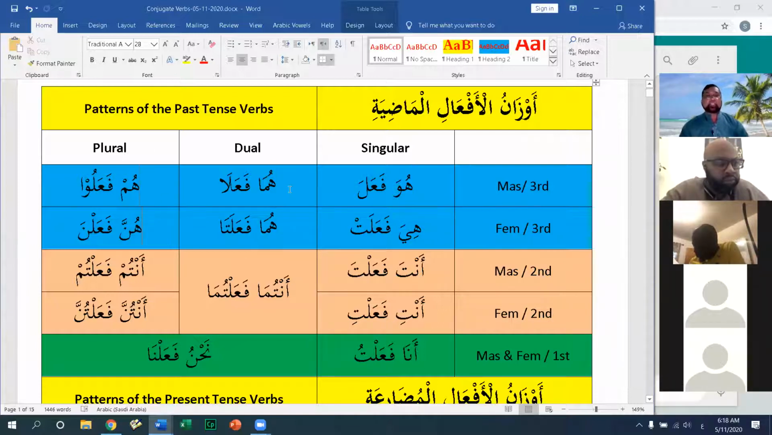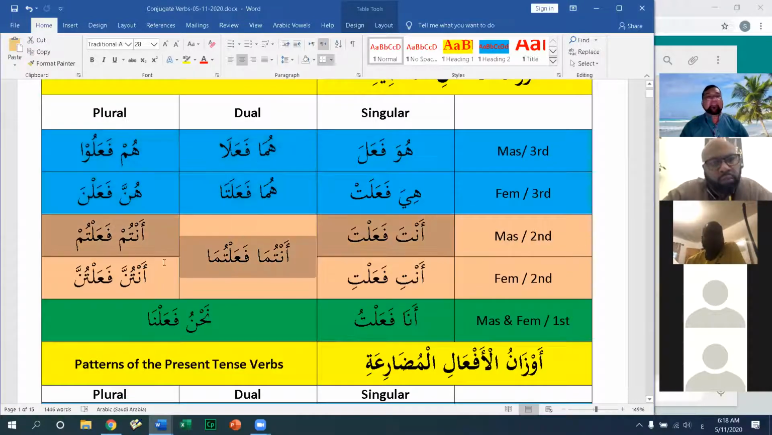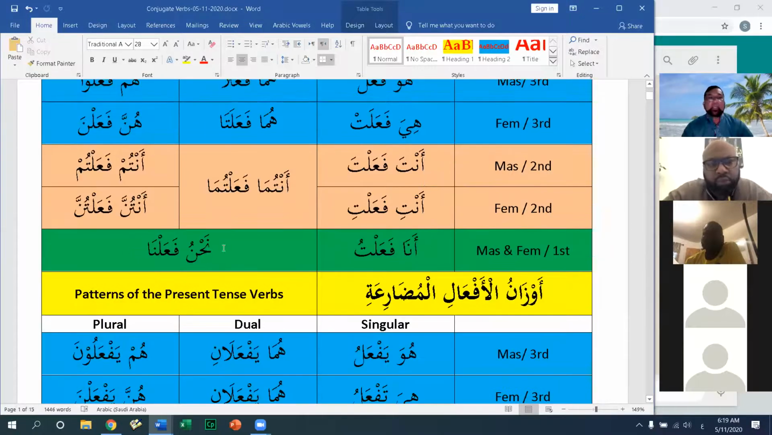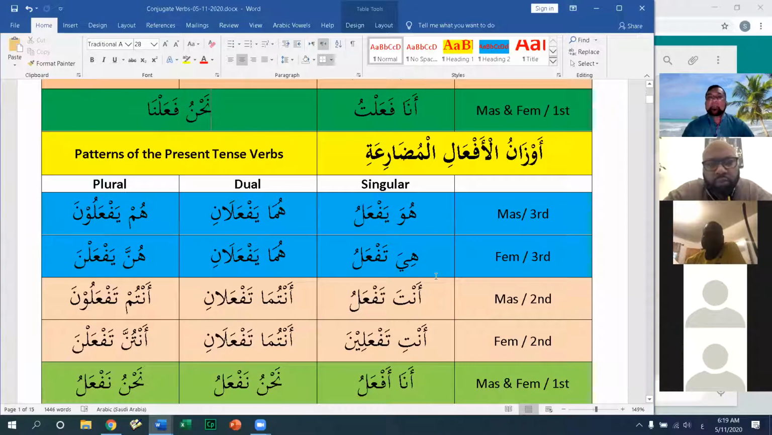So in English, these four pronouns are all they. In Arabic, we have three different pronouns: huma, hum, and hunna. In Arabic also, we have 5 different pronouns for you. But in English, of course, it's just you. But in Arabic, anta, anti, antuma, antum, antunna. And I and we, the pronoun.